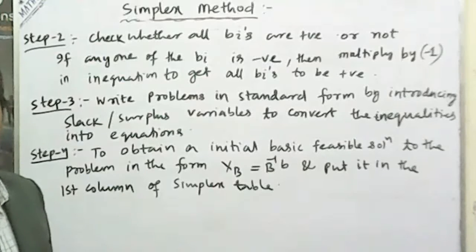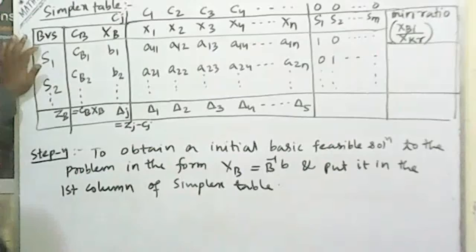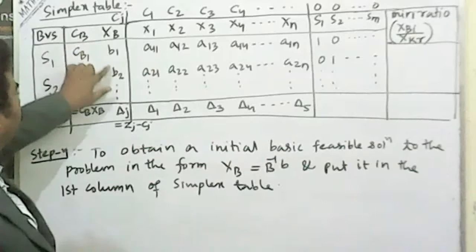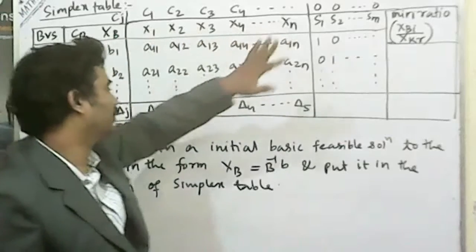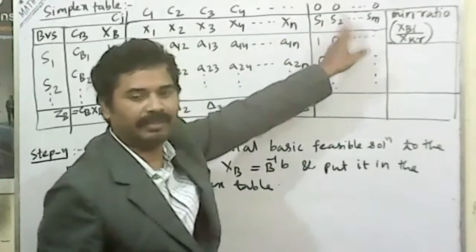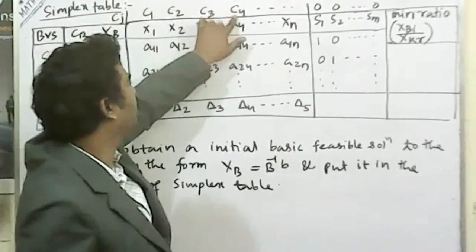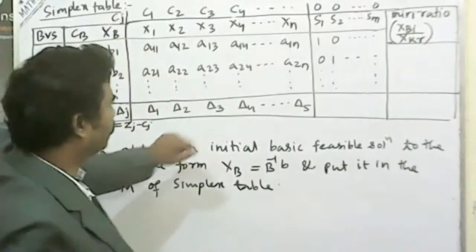Now take the simplex table. Simplex table: BV as basic variable, S1, S2, CB, CB1, CB2, XB, B1, B2, X1, X2, X3, X4, S1, S2, Sn, slack variables. Cj, that is cost variable, C1, C2, C3, C4, that is all coefficients of the objective function.